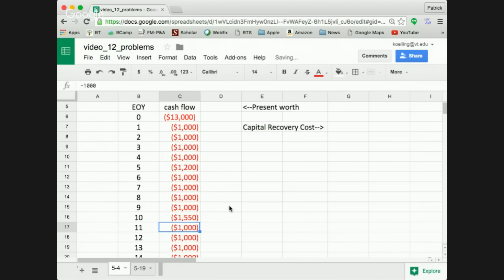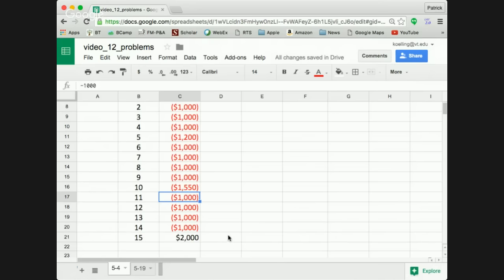Notice that I've stuck to the convention that we need to pay attention to, and that is negative cash flows. Expenditures are represented by negative cash flows. And income, the only income we have in this problem, is a positive value here, and that's the positive $3,000, added to the negative 1,000 operating expenses.